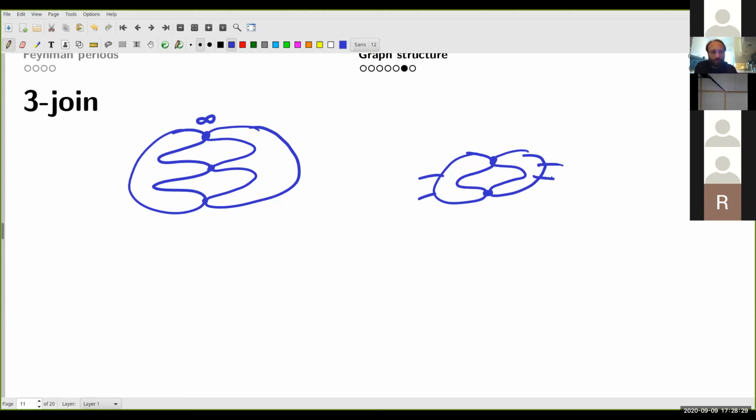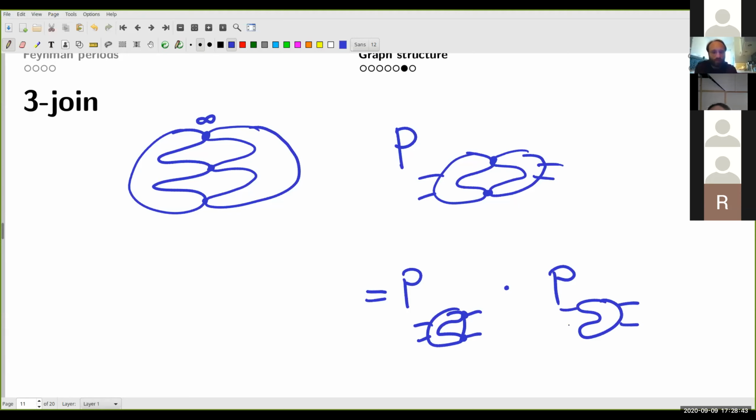Okay, and now you're like, yeah, I see what's going on here. The period of this graph is equal to the period of half of it, with just an edge there, times the period of the other half of it, with an edge there. So that's nice. You get some nice product property. And so you might as well think of these as reducible in some sense, and you don't care about them. And so you really only care when there are no small vertex cuts like this. Okay, it's nice.